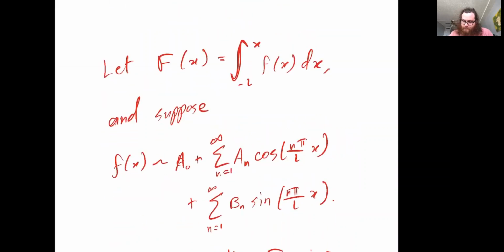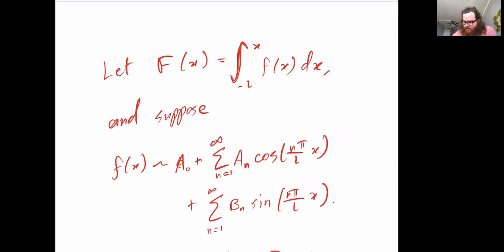Okay, so our setup: here's our given function, f of x, and the integrated function. It's kind of an indefinite integral, but we're specifying a lower bound and keeping the upper bound. So capital F of x will be the integral of little f of x. And we're going to take the Fourier series for f of x, on this interval negative L to L, here's this series.